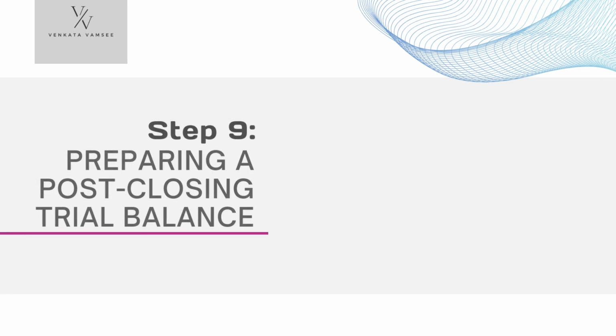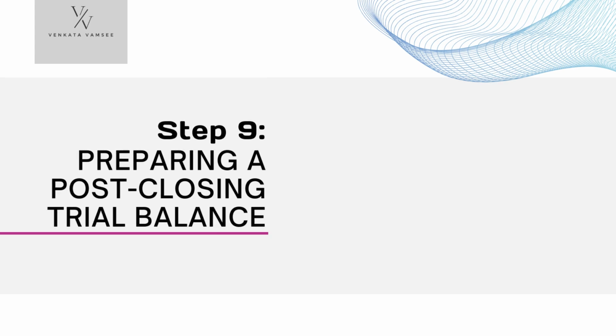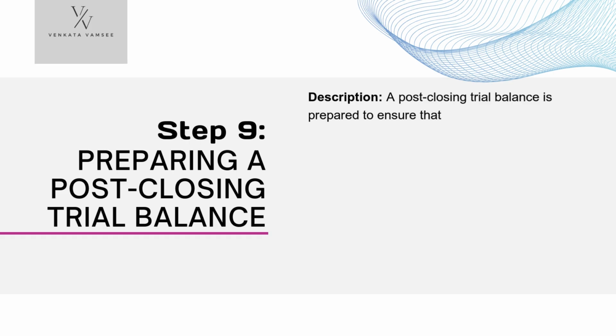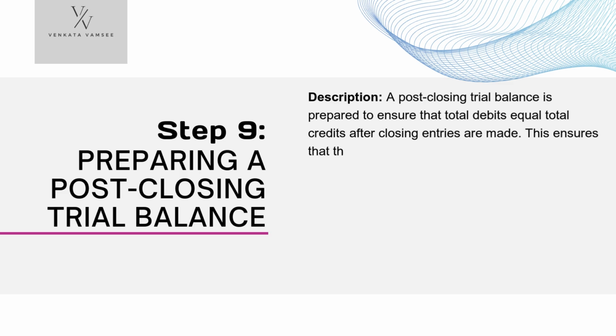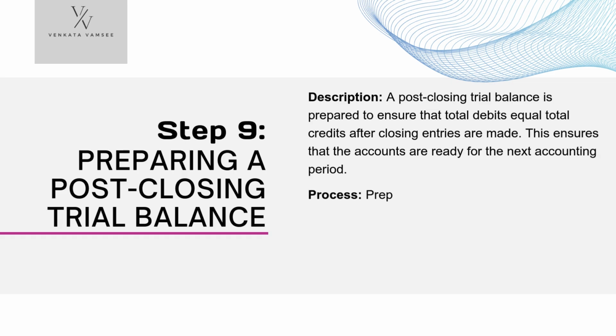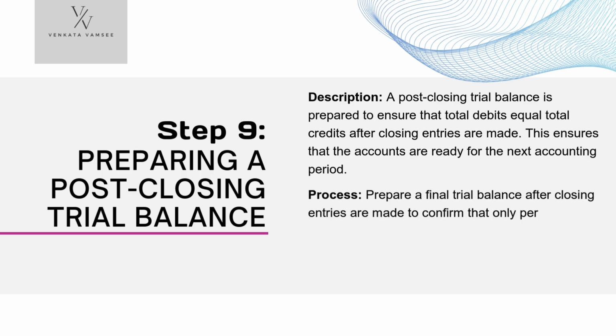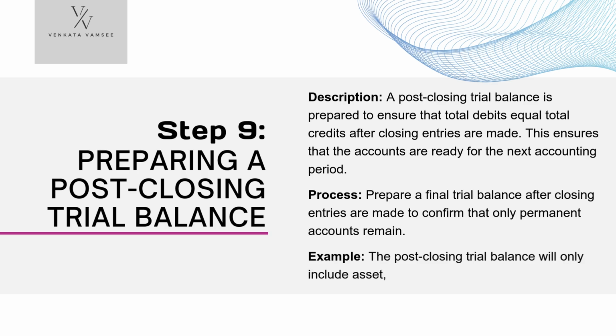Step 9. Preparing a post-closing trial balance. Description. A post-closing trial balance is prepared to ensure that total debits equal total credits after closing entries are made. This ensures that the accounts are ready for the next accounting period. Process: prepare a final trial balance after closing entries are made to confirm that only permanent accounts remain. Example: the post-closing trial balance will only include asset, liability, and equity accounts.